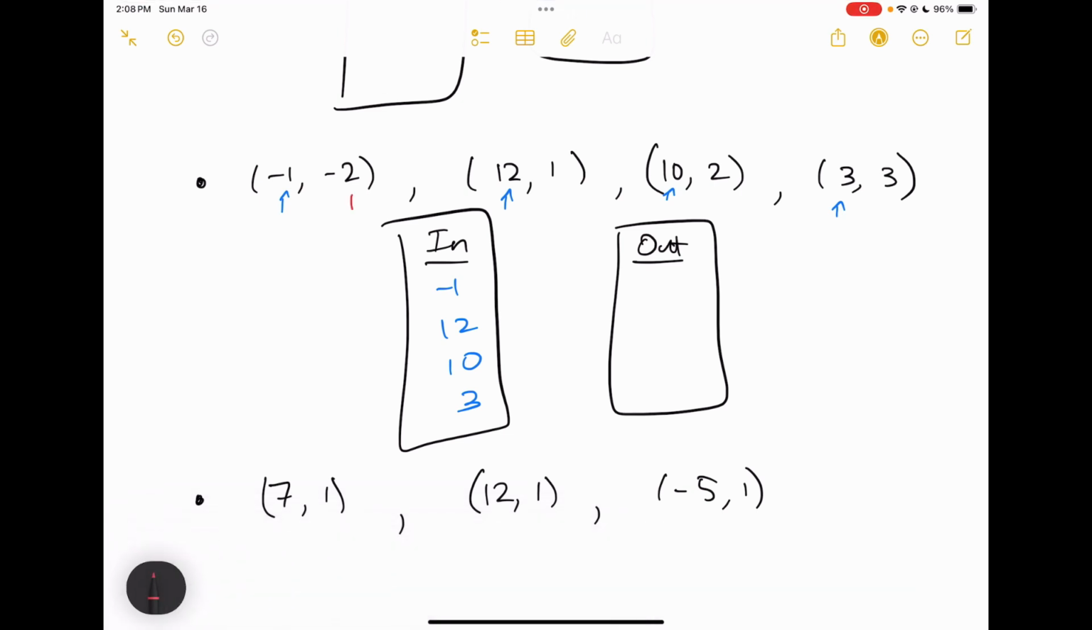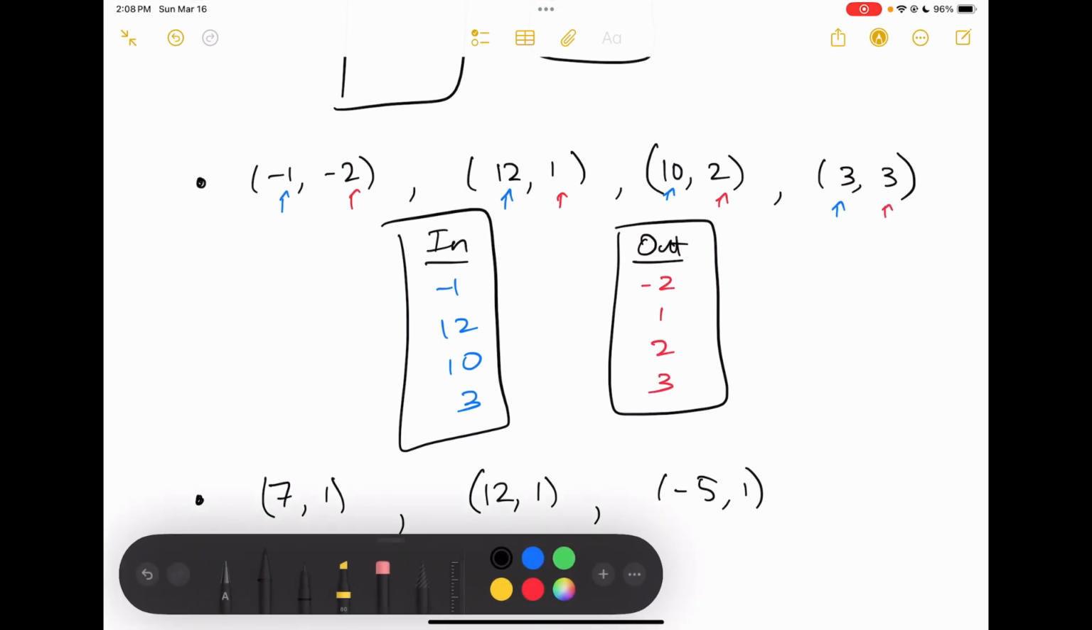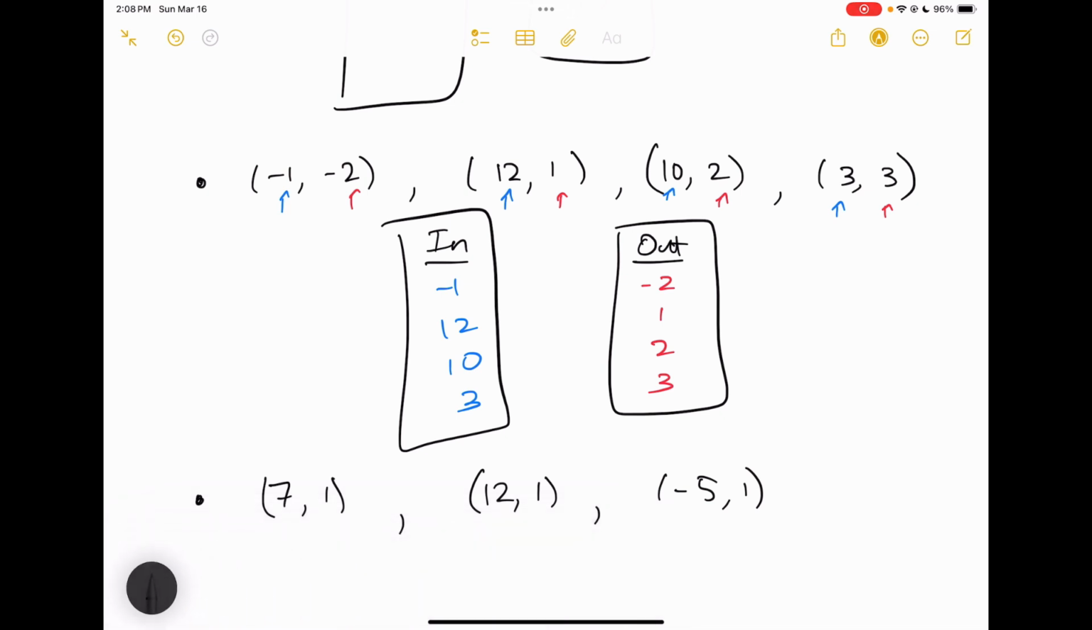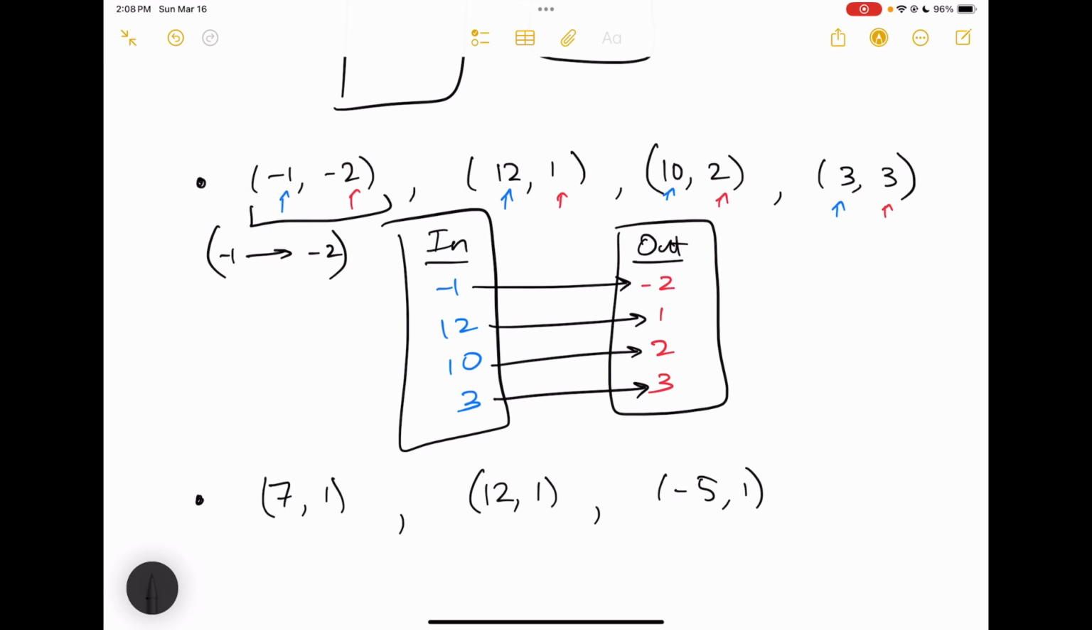Now for the outputs, I've got -2. I've got 1. I've got 2 again. And I've got 3. Now let's draw some arrows back and forth. -1, 2 was a point, so -1 is going to go to 2. 12, 1 was a point, so we're going to go to 1. 10, 2 is a point, and 3, 3 is a point. Keep in mind, the way that we designate inputs and outputs is given by each point. If we have a point -1, 2, that means that -1 goes in, and then comes out as 2. Just keep that in mind.